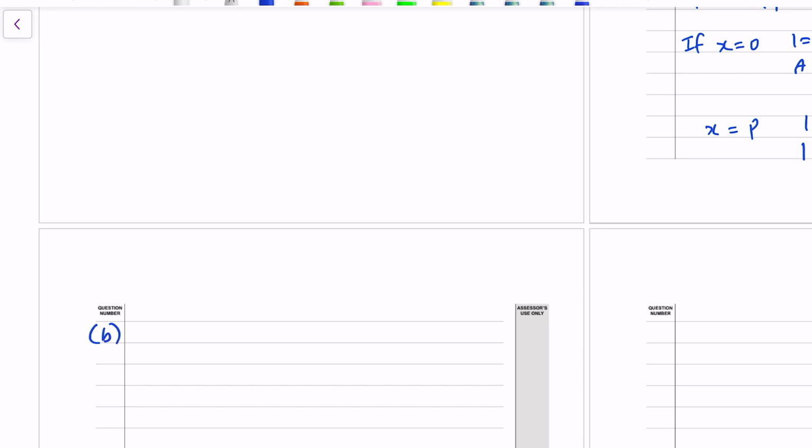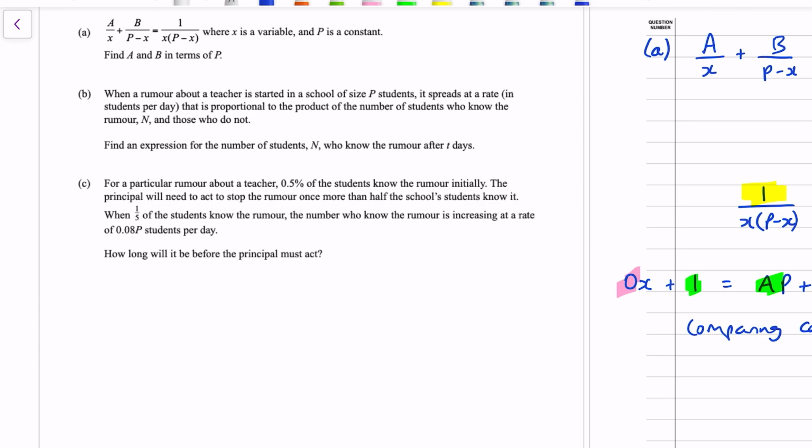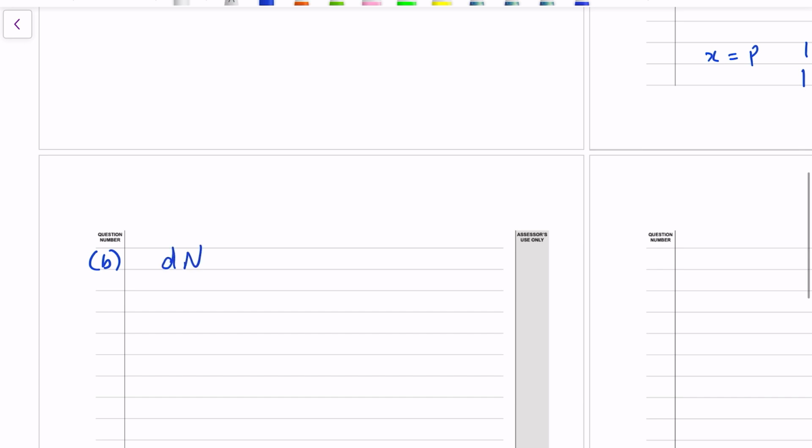The rate that the rumour spreads in a school of size P, do we get a choice of variables here? The number of people who know the rumour is n, so we're talking about dn/dt here. The rate that n is changing is proportional to, so some number times the number of people who know it times the number of people who do not, which is P minus n. School of size P, if 5 people know it, then 5 less than the population don't. And it kind of makes sense for this.